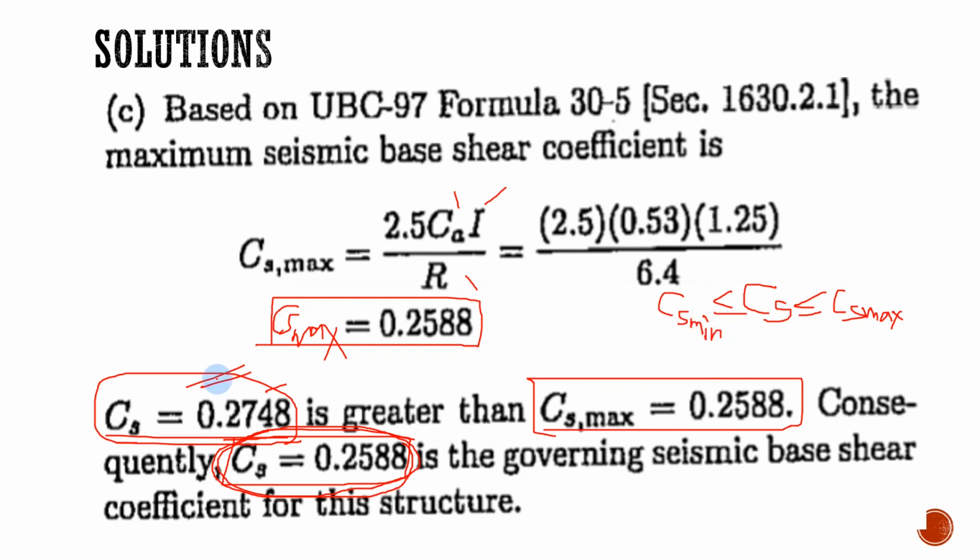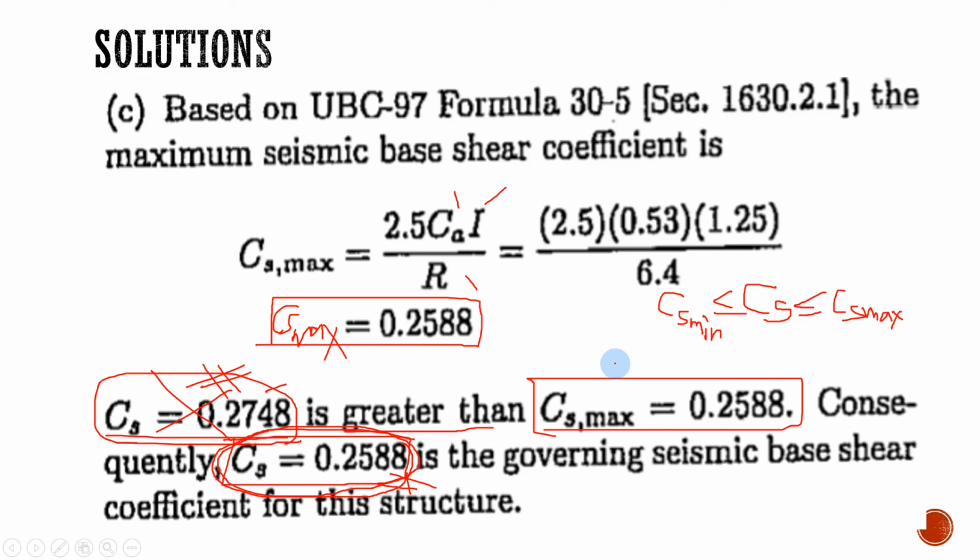In this example, the CS is greater than CS max, so it cannot be used. Therefore our conclusion is that the CS to use is the CS max. Okay, so that's all for the base shear coefficient. I think in our next lecture, we will compute the base shear.